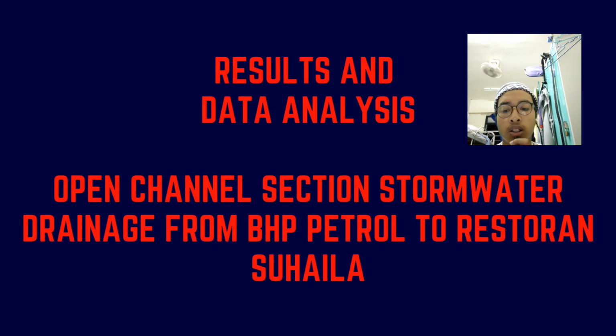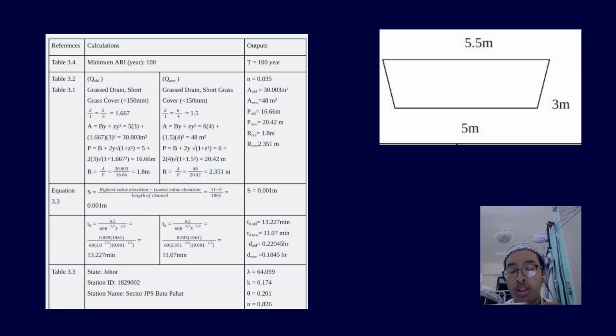For this part, result and data analysis. For open channel sections, stormwater drainage from BHP Petrol to Restaurant Suhaila. For the calculation for all design, Z is 1.667. So for the trapezoidal area for the old design is 30.003 meter squared, and P is 16.66 meter, and R is 1.8 meter.